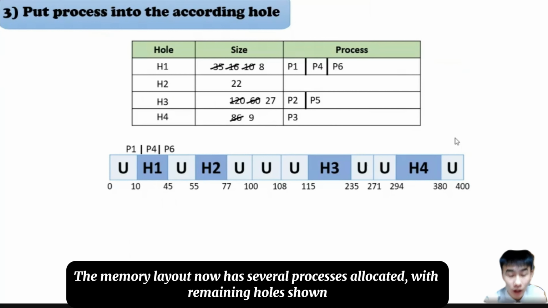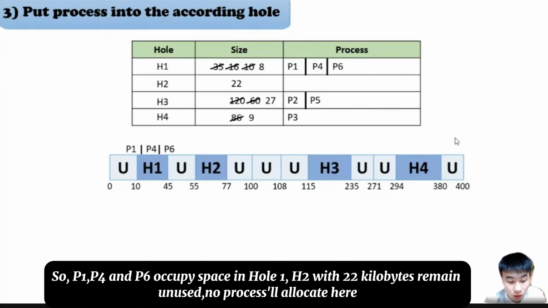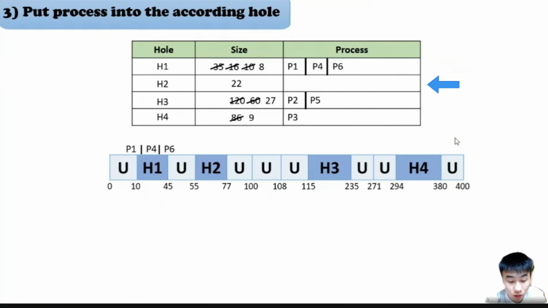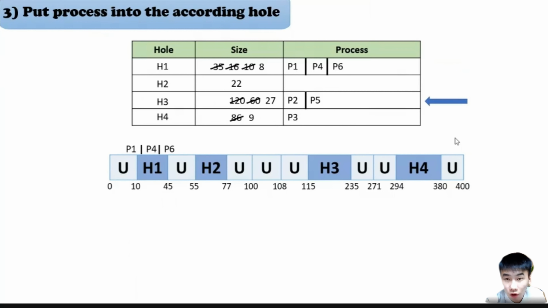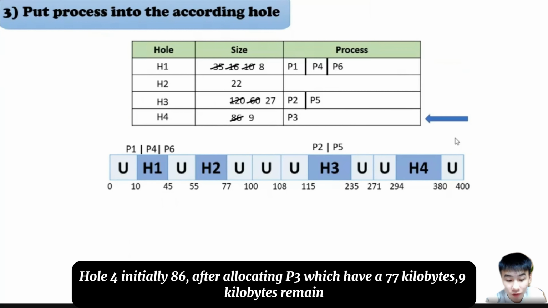The memory layout now has several processes allocated with remaining holes. So P1, P4, and P6 occupy space in H1. In H2, 22 kilobytes remain unused. No process will be allocated here. And H3, initially 120 kilobytes, after allocating P2 and P5, has 27 kilobytes remaining. H4, initially 86 kilobytes, after allocating P3, which has 77 kilobytes, has 9 kilobytes remaining.